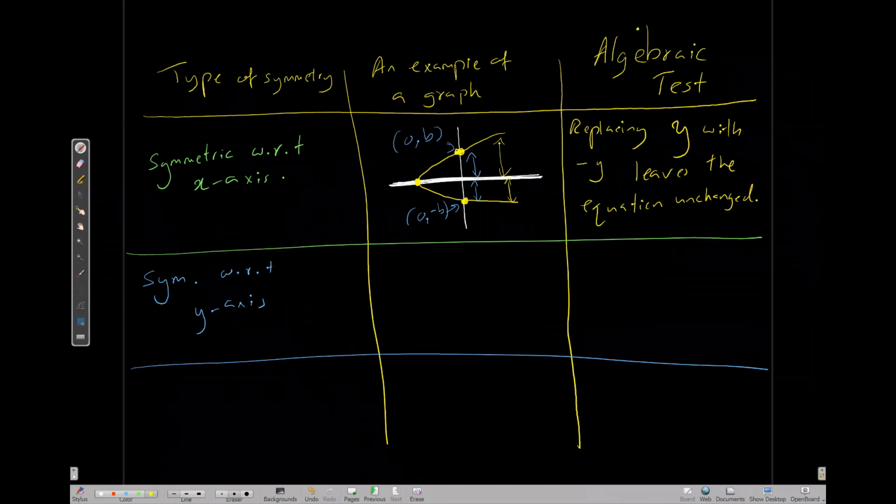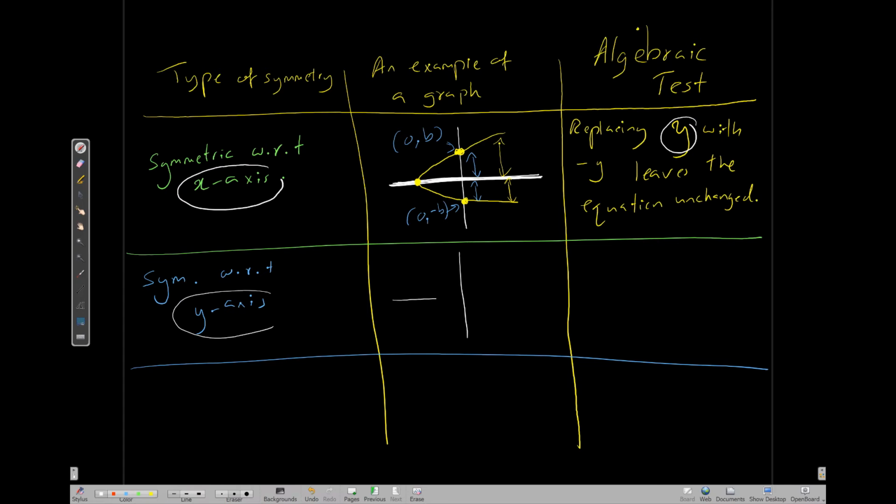Now let's complete this table. Next one, symmetric with respect to y-axis. So remember, for symmetry with respect to x, you replace y. So the other way around. So now with respect to y-axis, for example, it's a graph like this.